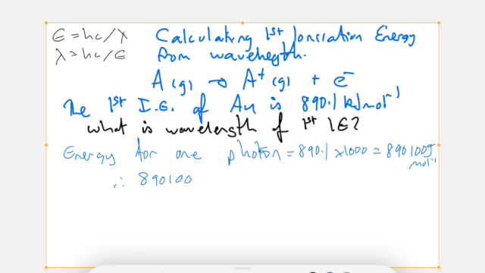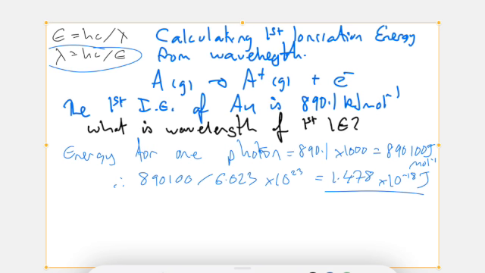So I take my 890,100 and I want that for one photon, so I need to divide that by Avogadro's constant, which is 6.023 × 10^23, as every man, woman, child and Mr Gardner knows, and that gives me an answer of 1.478 × 10^-18 joules. So now I've got the energy for one photon. I need to get that somehow into wavelength.